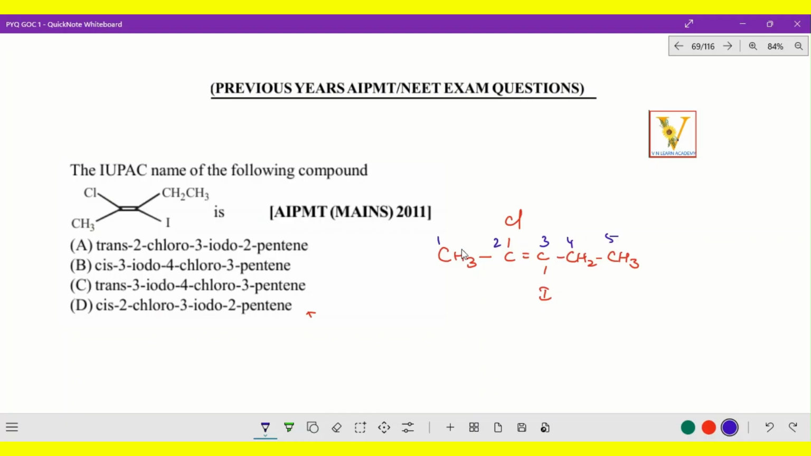Now, cis or trans. Cis means the same side, trans means opposite sides. Here Cl and I are on opposite sides, so naturally this is trans. So trans 2 chloro, 3 iodo, 5 carbons, pent 2 ene, since the double bond is on the second carbon. So trans 2 chloro 3 iodo pent 2 ene. So A is the correct option. Hope you got the clarity about this question. Come on, let's go for the next question.